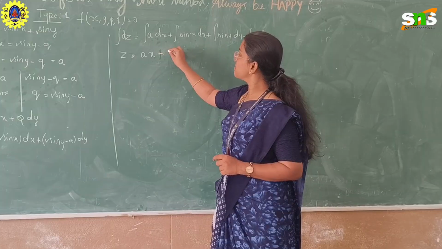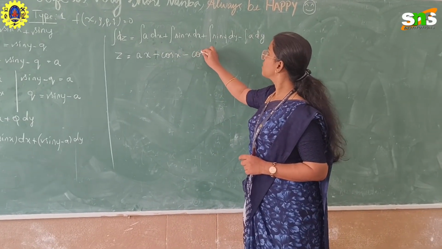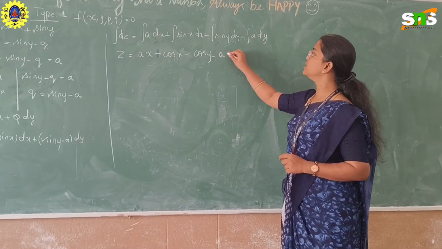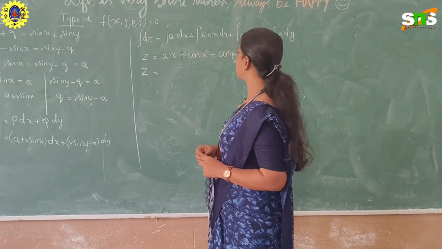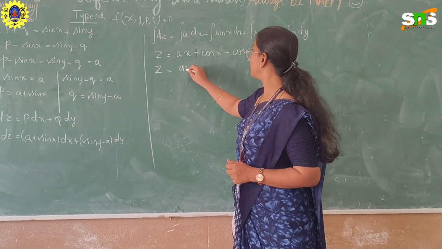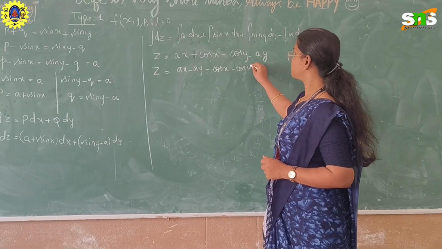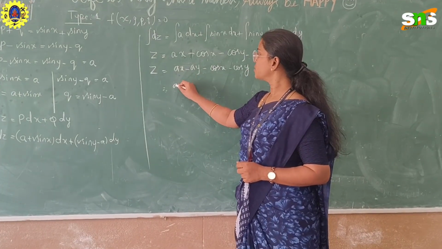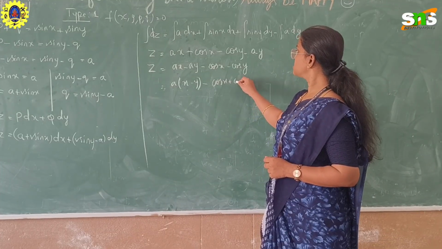Integration of sin x is minus cos x. Integration of sin y is minus cos y. Minus a is a constant, I am taking that outside. Integral 1 into dy value will be y. So now z is equal to, combining the similar terms, ax minus ay minus cos x minus cos y. From these two terms, I am taking a outside. So a times x minus y, minus cos x plus cos y.